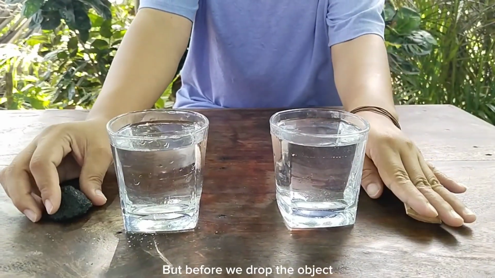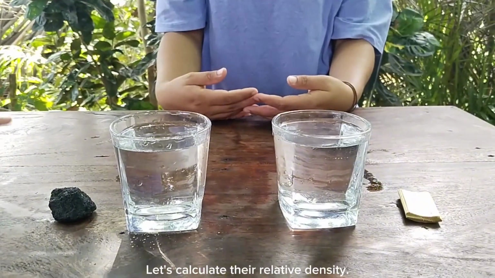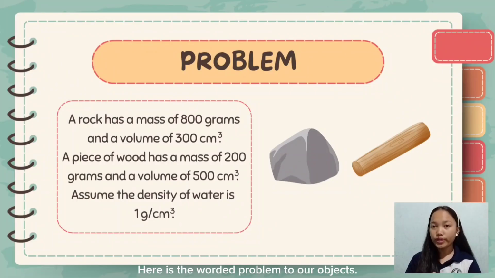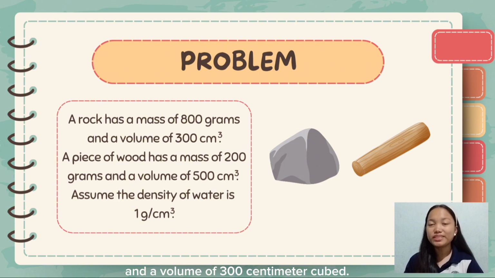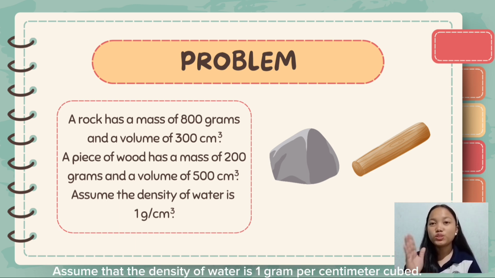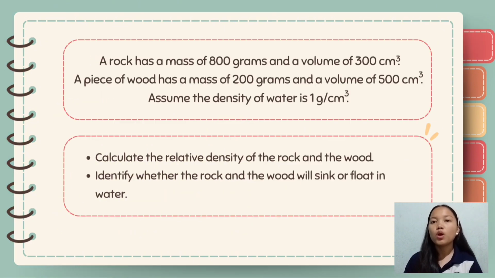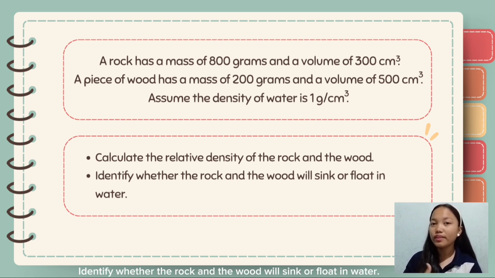But before we drop the objects, let's calculate their relative density. Here is the worded problem for our objects. Let's assume that the rock has a mass of 800 grams and a volume of 300 cubic centimeters. A piece of wood has a mass of 200 grams and a volume of 500 cubic centimeters. Assume that the density of water is 1 gram per cubic centimeter. We are going to calculate the relative density of the rock and the wood, and identify whether the rock and the wood will sink or float in water.